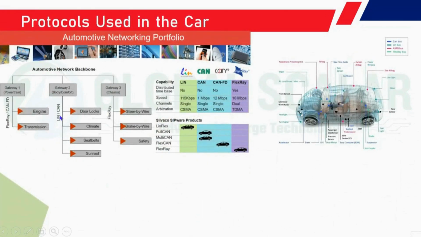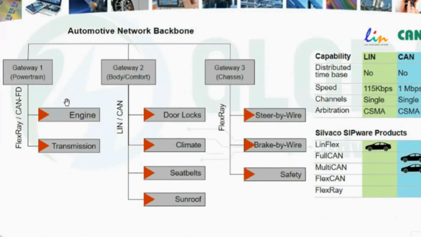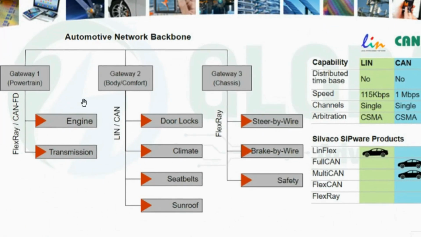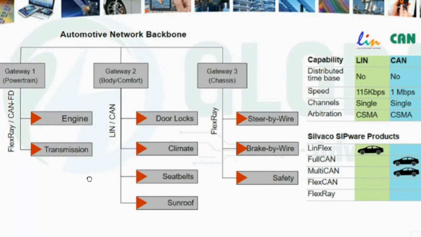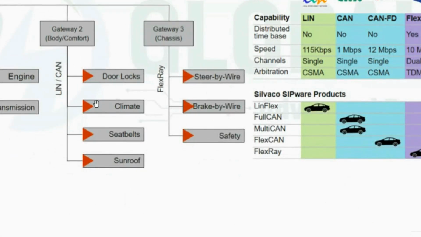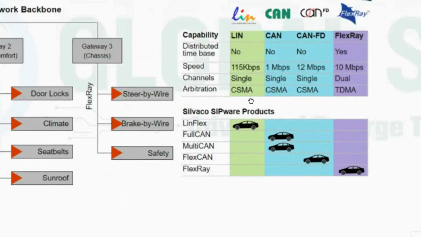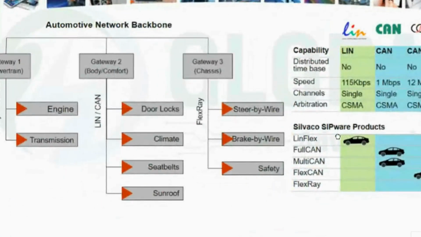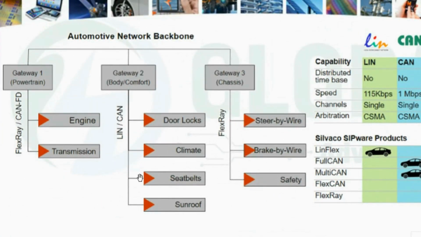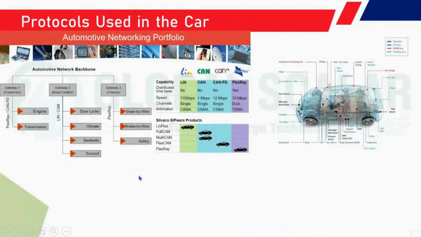To communicate between all those ECUs, we require protocols. The protocols operate based upon the communication architecture. Some of the engine and transmission ECUs require CAN-FD and FlexRay protocol, and some of the body and comfort features ECUs require LIN and CAN for door locks, climate control, seat belt, and sunroof. And FlexRay will be operated for some of the ECUs specific to the chassis.